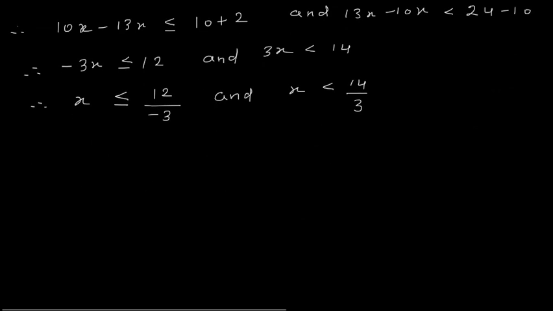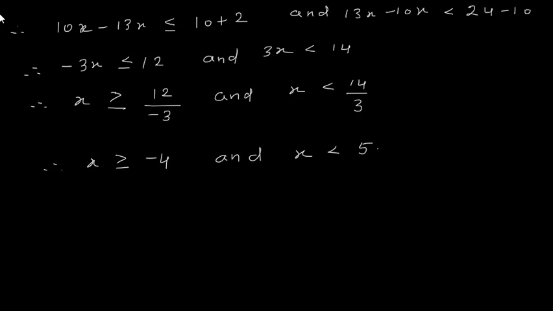Acha, again the same mistake I am doing. Have you got it? What mistake I have done? Here the sign will change when I divide by a negative number. So this less than will become greater than or equal to. Okay. So therefore x is greater than or equal to -4 and x is less than 14 divided by 3, so 3 5s are 15, 10, then 3 3s are 9, it will continue. Okay, so therefore my solution is x is between -4 and less than 5.33.